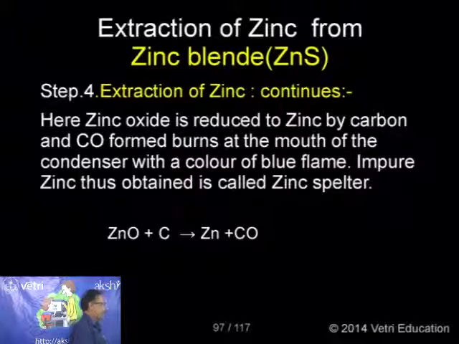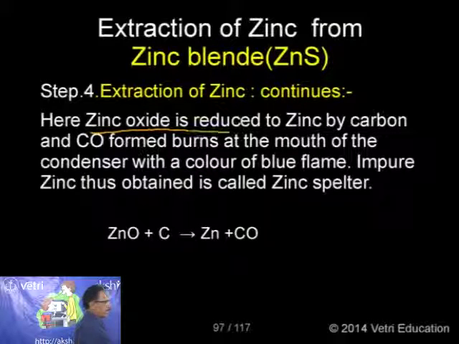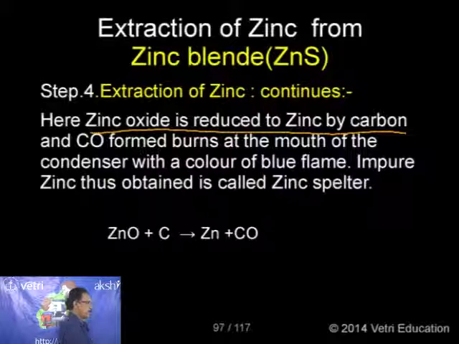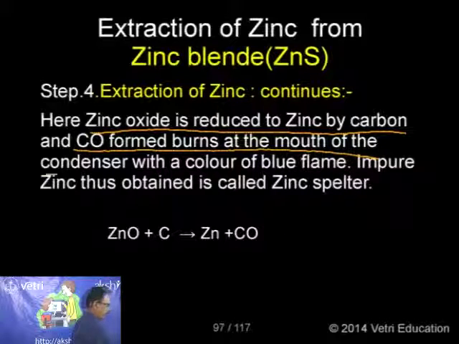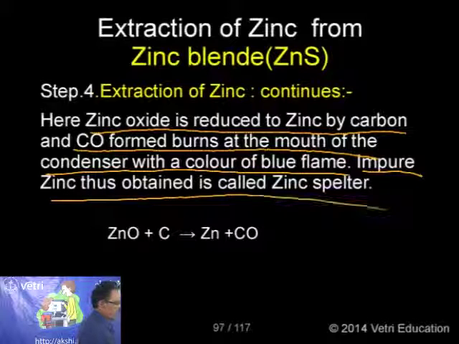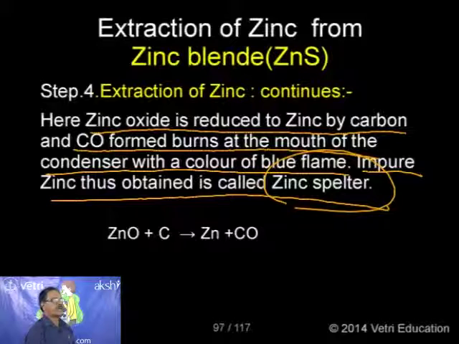Let me explain now. Here zinc oxide is reduced to zinc by carbon, and the carbon monoxide formed here burns at the mouth of the condenser with a blue flame. This is the interesting information. So the impure zinc thus obtained is called zinc spelter.